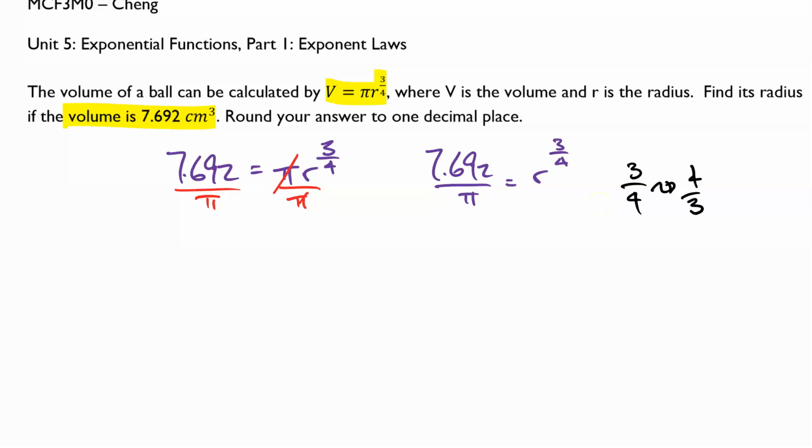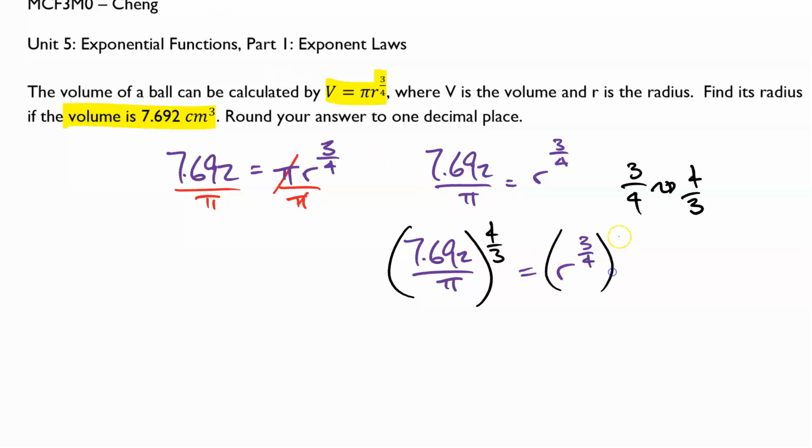Okay, that looks like this as a step to show all of your work. Notice I'm not dividing by pi because it will get messy. I'm going to save that till the end. And, you know, I won't have to round and stuff too. So let's raise this to the exponent 4 over 3, which is equal to r^(3/4) raised to 4 over 3. Okay? So what happens here?